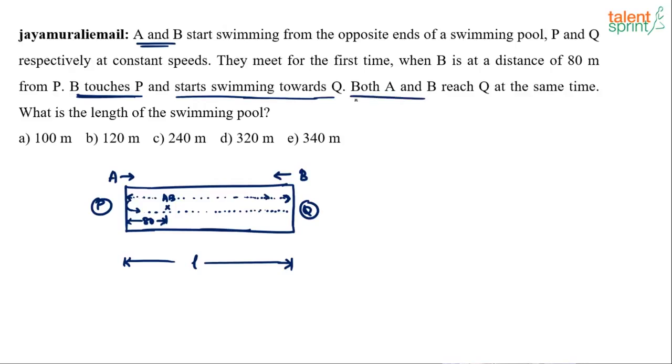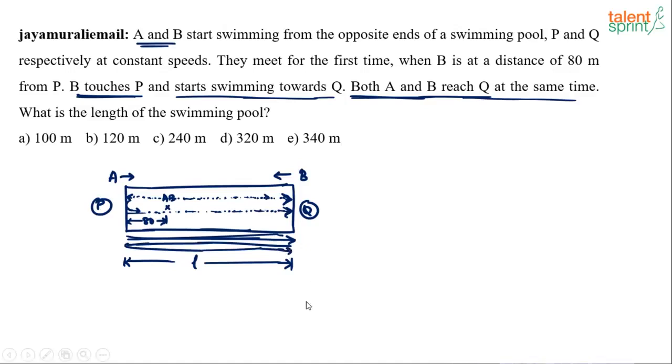Both A and B reach Q at the same time. Now this is the most important part. The moment A reaches Q, B also reaches Q. So you understand what has happened. A did only one lap from P to Q. He started from P, he reached Q. In the meantime, B, who started from Q, went till P, returned, took a reverse direction, and then came back. So by the time A could finish one length, B has finished two lengths.